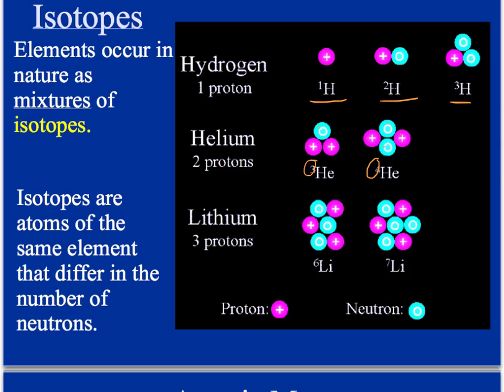And then there are also 2 different isotopes of lithium that occur in nature, and that's lithium-6 and lithium-7. Again, notice that for lithium, each isotope has 3 protons. It's just their number of neutrons that differ. So just to review, isotopes are atoms of the same element that differ in the number of neutrons.